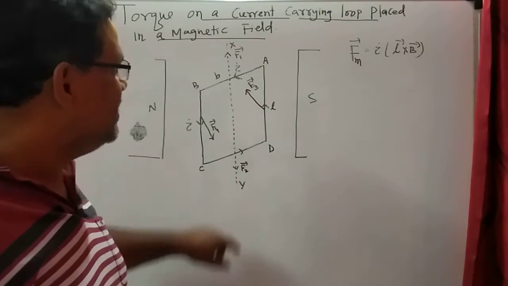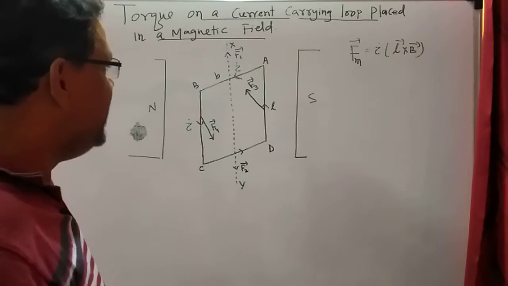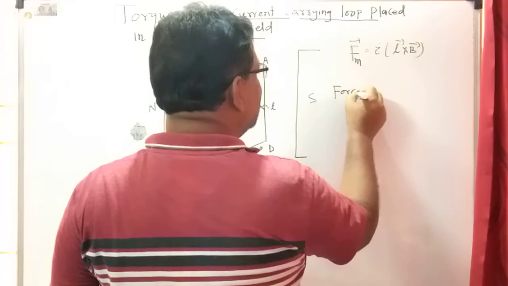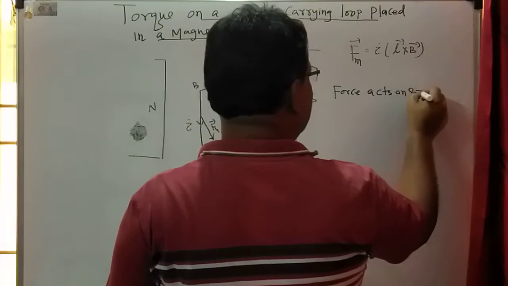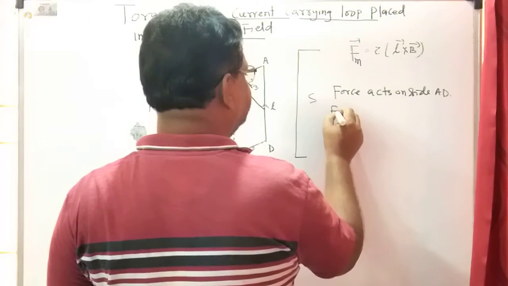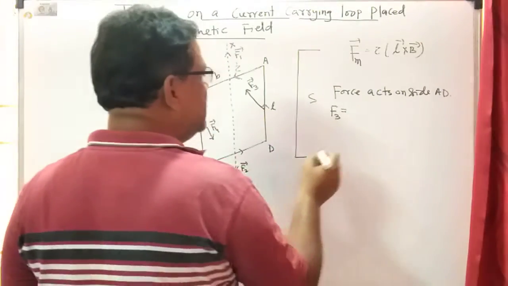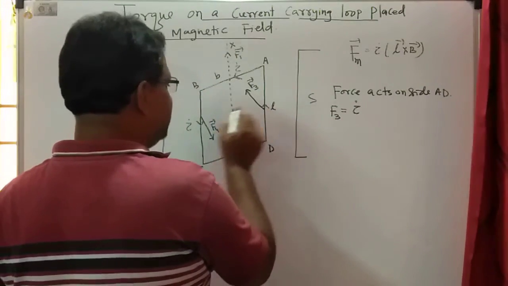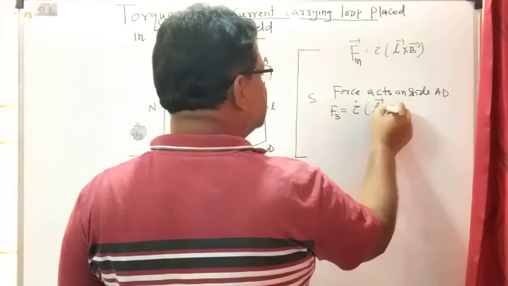So what is the force acting on the side AD? What will be the force acting on the side AD? Let me call it F3. This is F1, F2, F3, F4. F3 equals I into L vector cross B vector, where I is the current flowing.